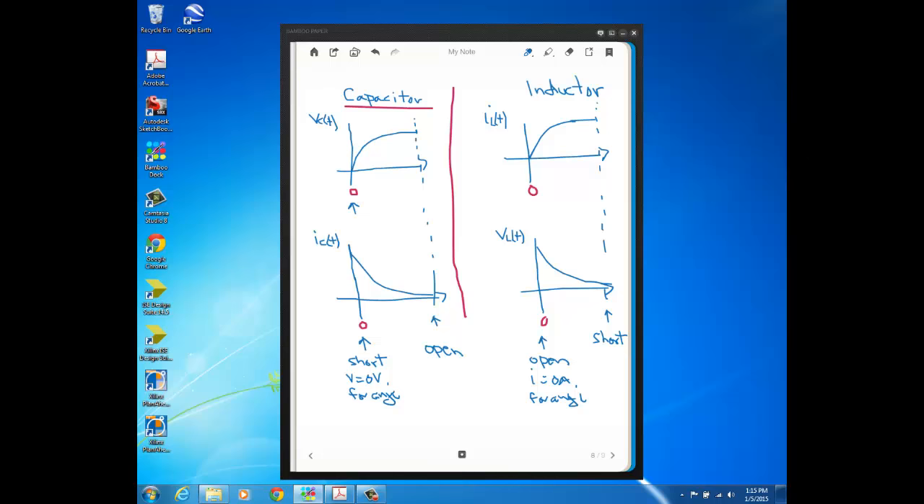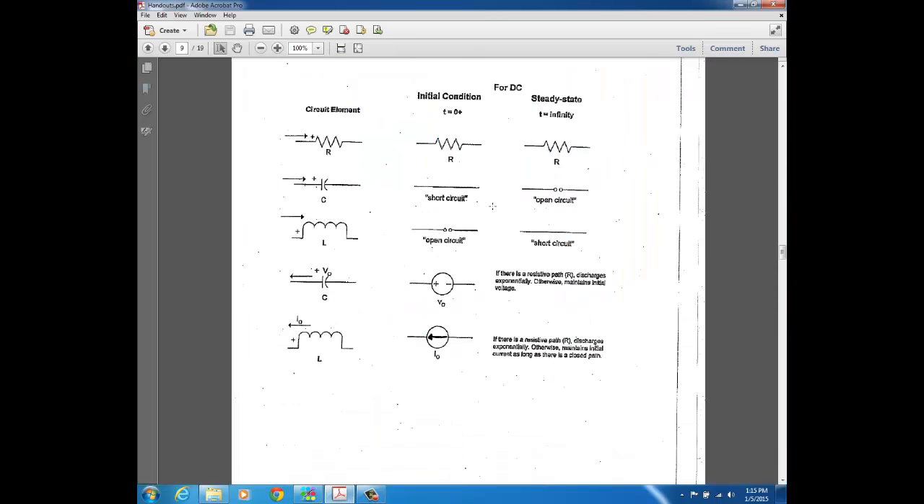Now, I have a handout on Polylearn that summarizes what we just went over. See, the second row is the initially uncharged capacitor. The third row is the initially unenergized inductor with its initial condition, steady state condition. Now, resistors are always resistors, okay, no matter what time it is. Resistors, as we learned previously, don't have the ability to store energy. They dissipate energy as heat.